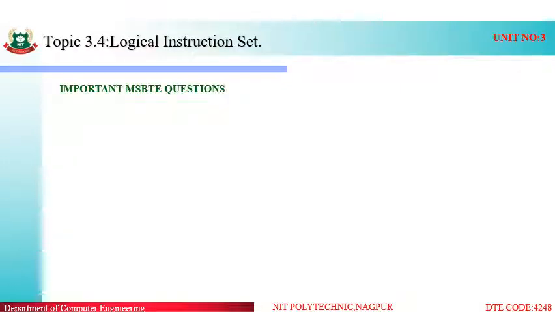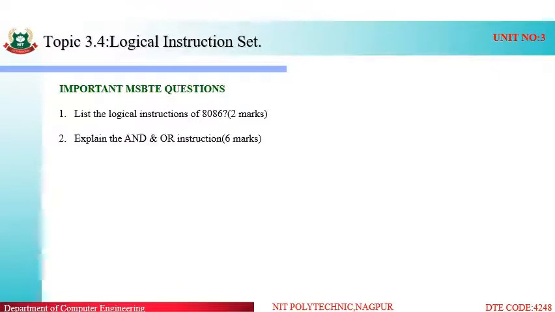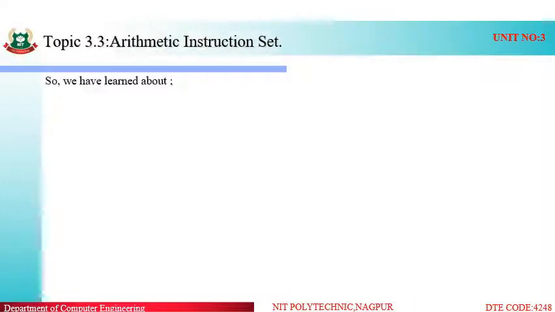So the important MSBTE related questions are: list the different logical instructions of 8086, and explain the AND and OR instruction. So what we have learned today about the logical instruction set of 8086 and the different logical instructions inside the instruction set.